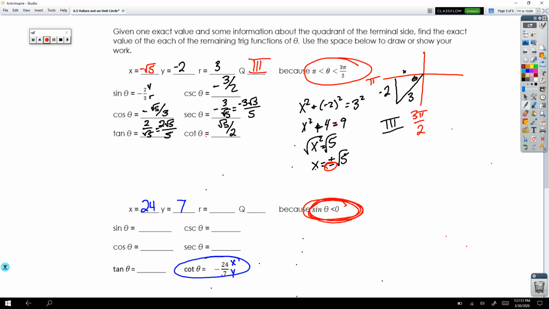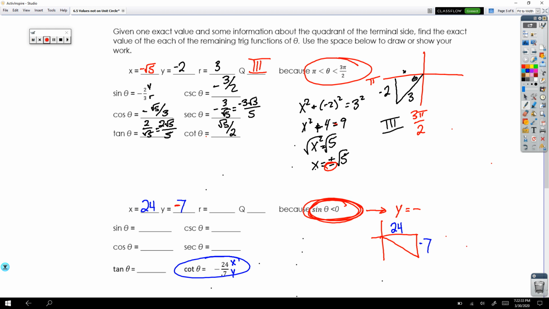So it tells me sine of theta is less than 0. What that's telling me is that my y value has to be negative for it to be less than 0. So y is negative. That means I have x as a positive number and y as a negative number. So that, again, is going to put me in quadrant 4. Negative y, positive x. So I know that x is 24. I know that y is negative 7.